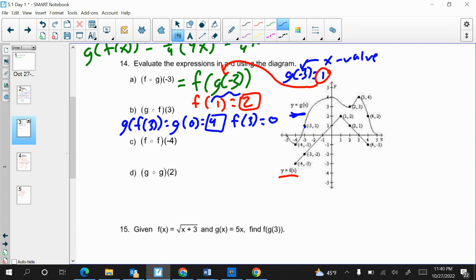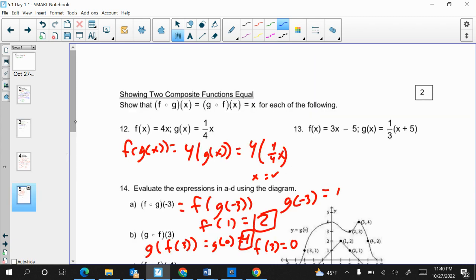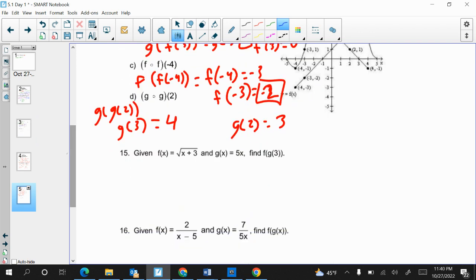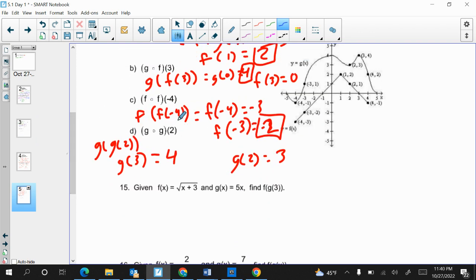Take a moment to try C and D. Alright, so here are C and D. So C, again, it just becomes f of f of -4. So I start by asking, what's f of -4? F of -4 is -3. So then I take that f of -3, which is -2. That is my answer.